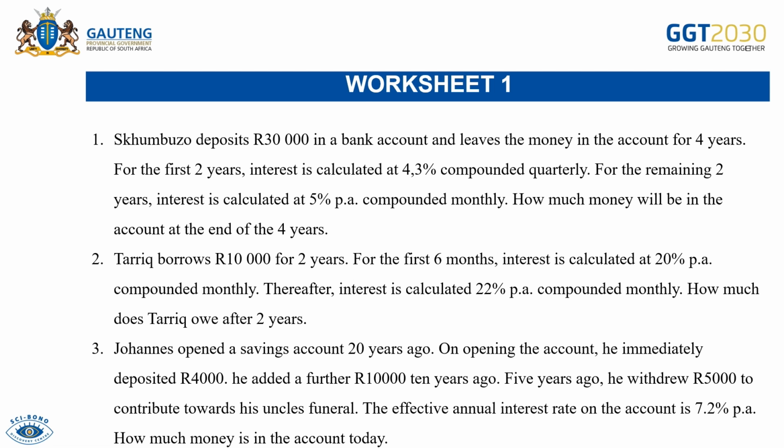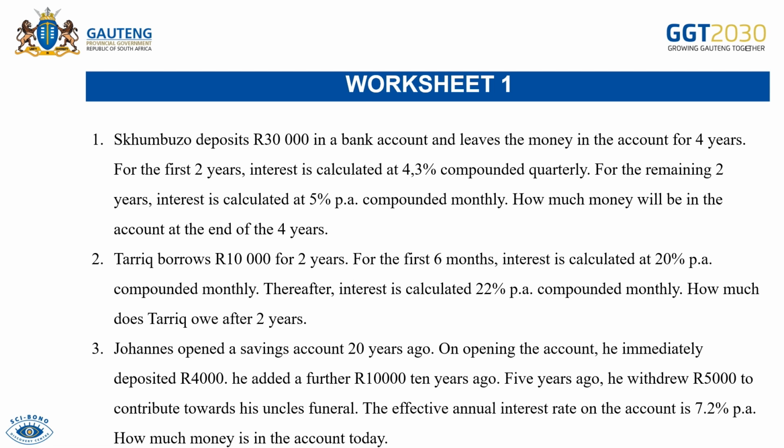Okay, so number 1, it says Kumbuzo deposits 30,000 in a bank account and leaves the money in the account for 4 years. For the first 2 years, interest is calculated at 4.3% compounded quarterly. For the remaining 2 years, interest is calculated at 5% per annum compounded monthly. How much money will be in the account at the end of the 4 years? Obviously this question needs you to draw a timeline, ne? There is a change in the interest rate, so the brackets, you multiply them.